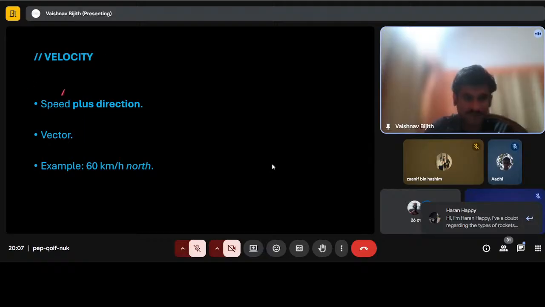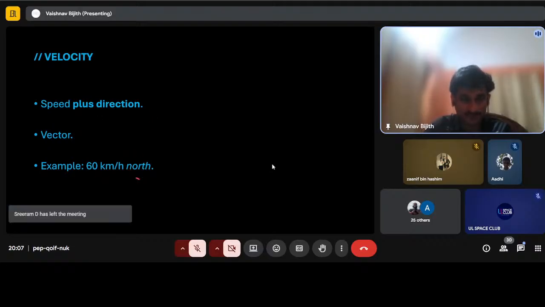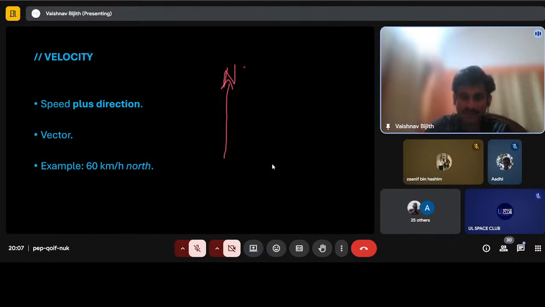you are talking about velocity. So velocity is nothing but speed plus direction. So you should see the difference here. Velocity is nothing but speed plus direction. When you talk about velocity, you also talk about the direction here. For example, an object which moves with a speed of 60 kilometers per hour towards the north direction. And when you mention its direction, you're talking about the velocity of the object.